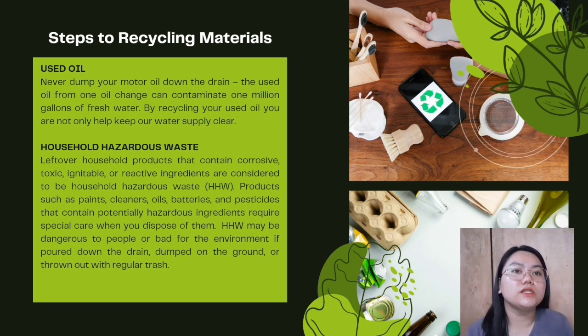So also, it takes 42 gallons of crude oil but only 1 gallon of used oil to produce 2.5 quarts of new motor oil. So many garages and auto supply stores that sell motor oil nag-accept sila og oil for recycling. So example ani used oil is pwede is re-refined base oil for use as a lubricant, and then hydraulic or transformer oil. So next we have the household hazardous waste.